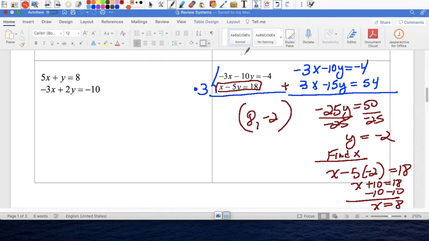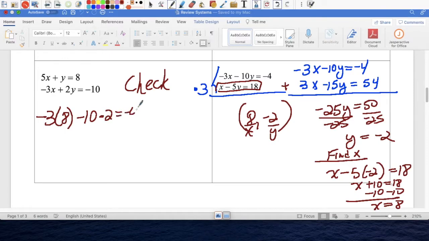Now we gotta go and do our check. We're gonna replace x and y in equation 1 and equation 2, see if it works. So negative 3 times 8 minus 10 times 2 equals negative 4. See if that's true.